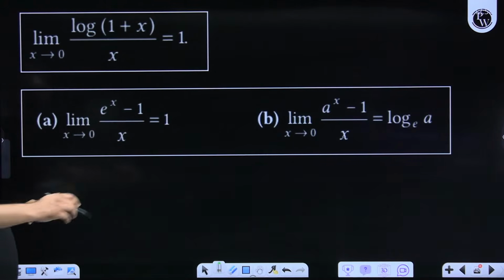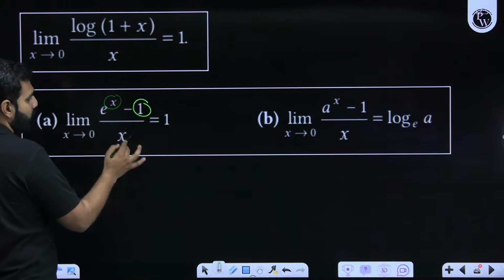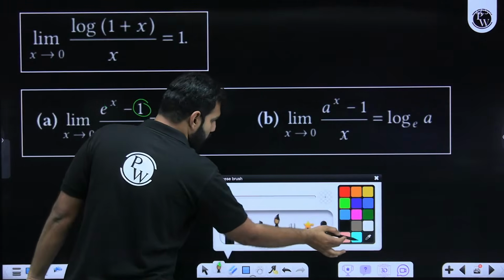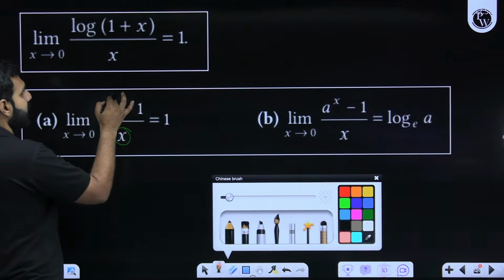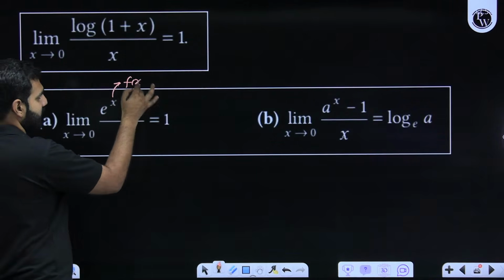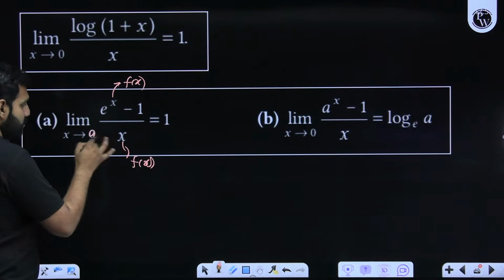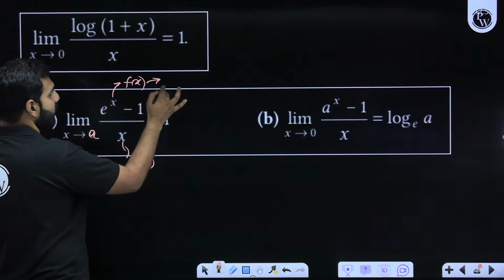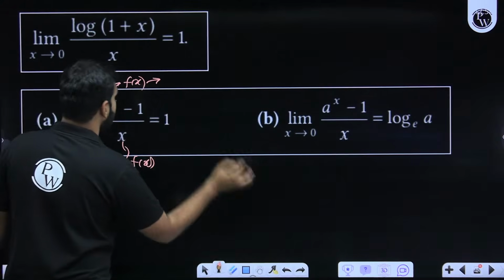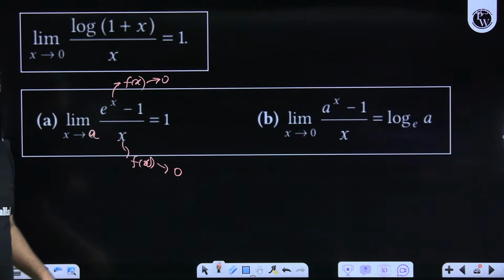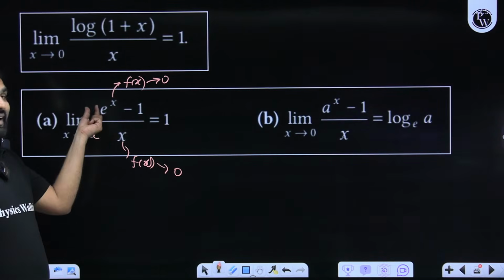The second is e to the power x minus 1 upon x. There also this conclusion remains true. I'll write it more specifically. Let's say instead of this x, they give you f of x. And let's say x is approaching a. So when x is approaching a, this f of x is approaching 0, and this f of x is also approaching 0. So this has again gotten converted into the same form.